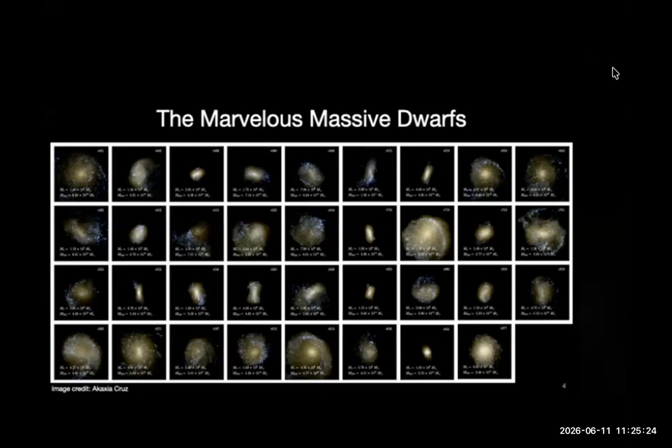Now looking at these, oh yeah, sure. Sorry, just going back. Could any of those weird features of the M33 stellar halo be explained by interactions with them?